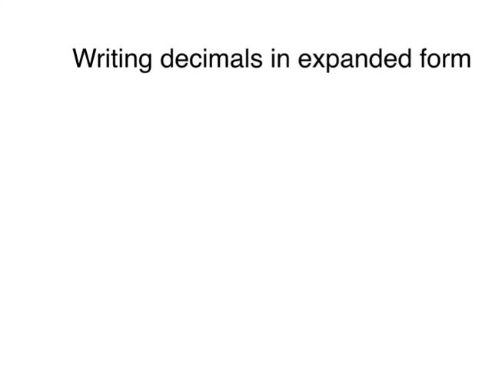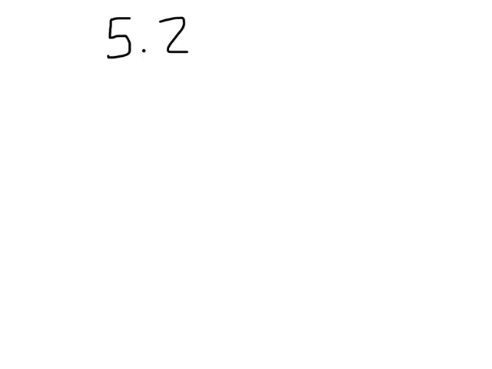Today we're going to practice writing decimals in expanded form. What if our decimal is 5 2/10? Well, first we need to think about what this means. 5 is in the ones place. I know because it's just to the left of the decimal. And 2 is in the tenths place. I know because it's just to the right of the decimal.